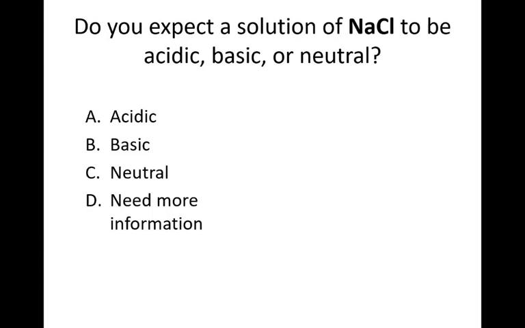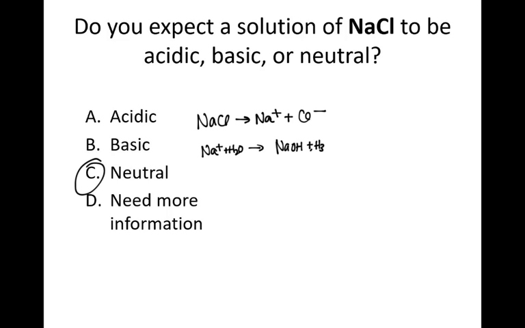Okay, what about sodium chloride? Sodium chloride, on the other hand, we would expect to produce a neutral solution. So let's think about that. We have sodium chloride, which will dissociate into sodium ion and chloride ion. The sodium cation is the conjugate acid of sodium hydroxide, so we might expect it to react with water to make sodium hydroxide and H3O+.